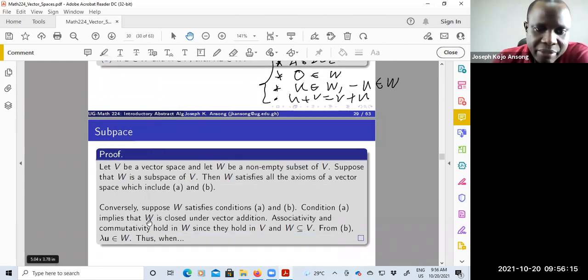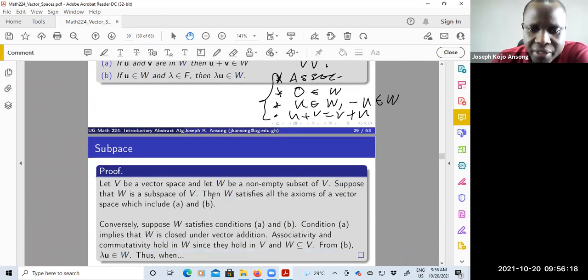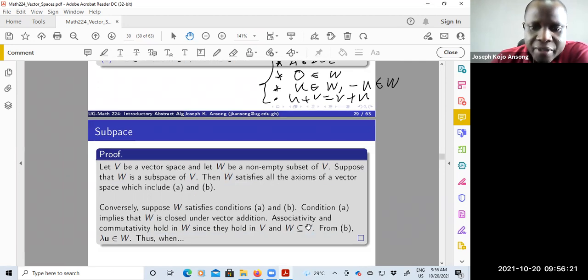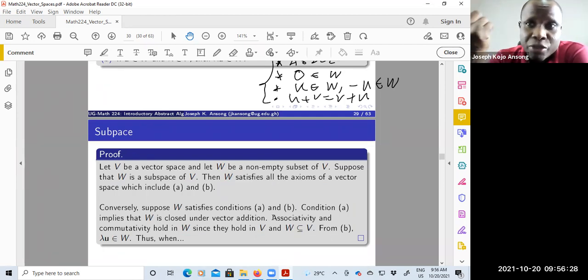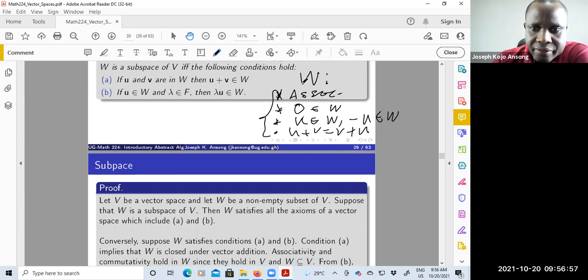Now condition A implies that W is closed under vector addition. Because all the elements in W are also elements in V, and the elements in V obey associativity and commutativity, the elements in W are also associative and commutative. So associativity and commutativity hold in W since they hold in V, and W is a subset of V. I hope that is clear enough. So associativity, check. Commutativity, check.